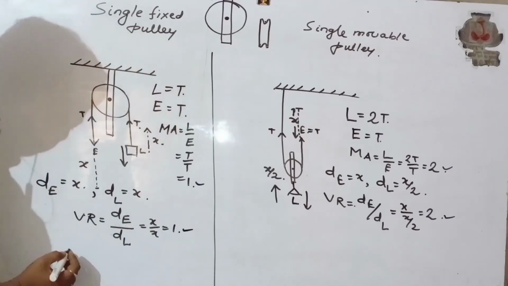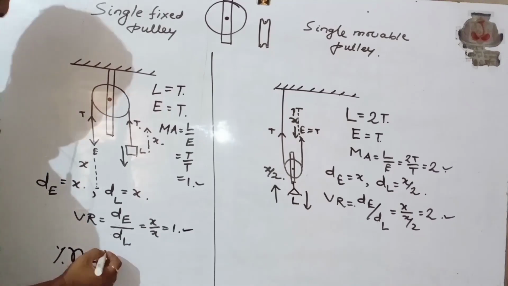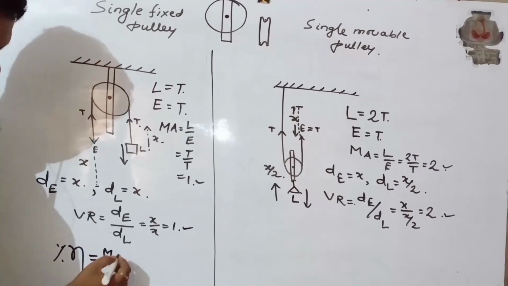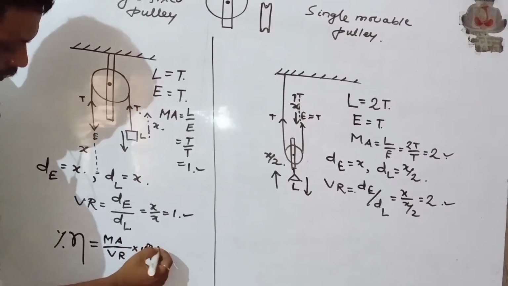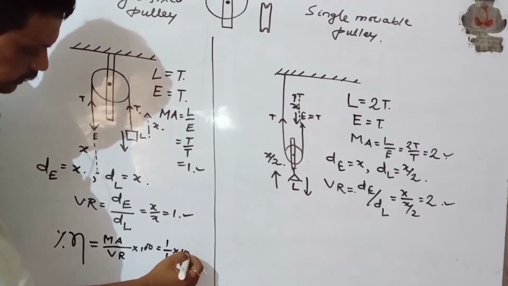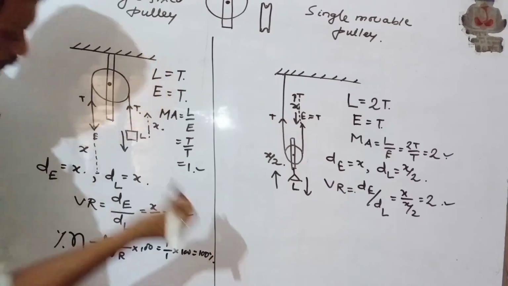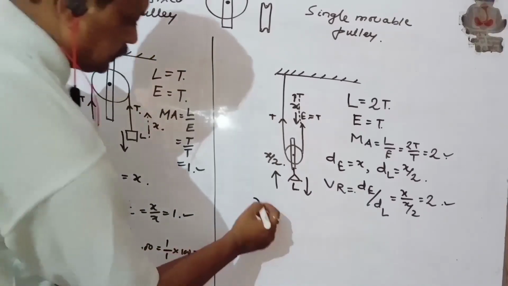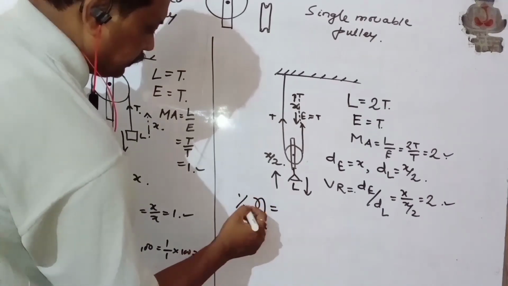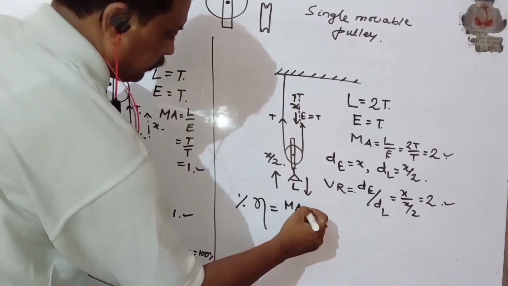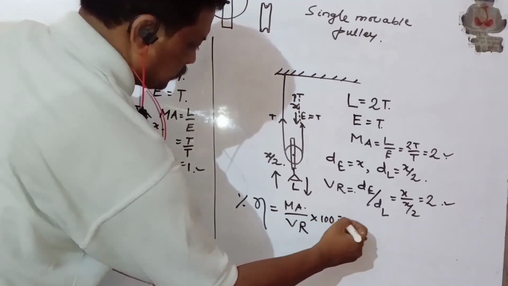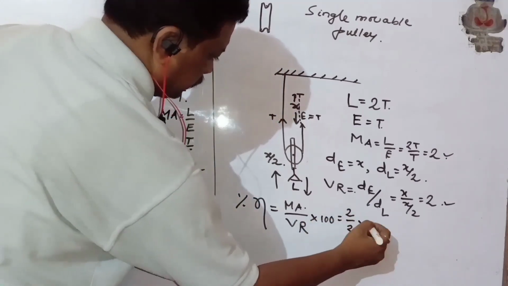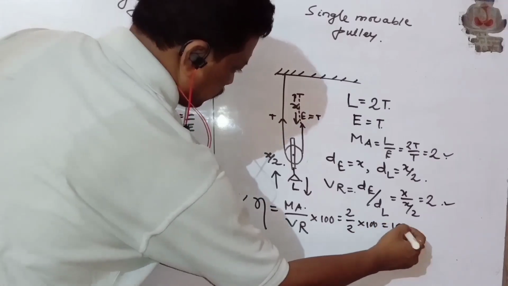Now what is the percentage efficiency of a single fixed pulley? The formula is mechanical advantage by velocity ratio into 100, that is 1 by 1 into 100, that is 100%. And for the single movable pulley, again the formula is mechanical advantage by velocity ratio into 100. So it is 2 divided by 2 into 100, so again it is 100%.